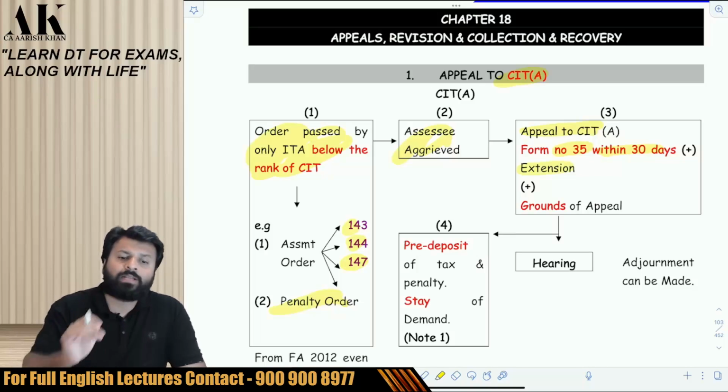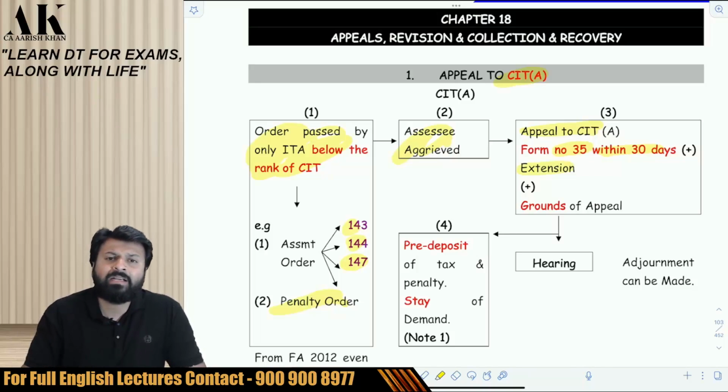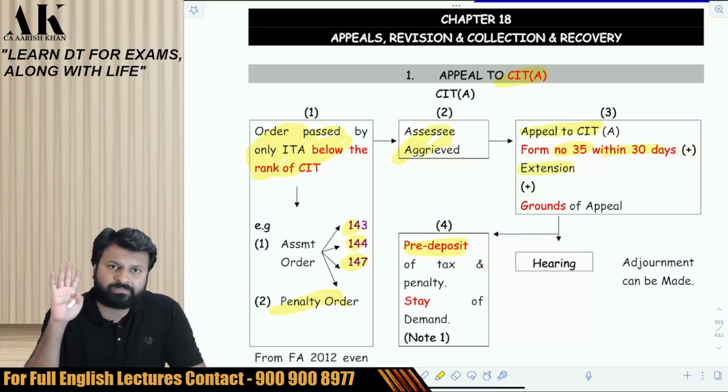Then you also have to attach grounds of appeal. Apart from that, before filing an appeal, you also have to pre-deposit your tax. Now, how much tax has to be pre-deposited? The CBDT says that even if you deposit 20% of the tax as the pre-deposit tax, it is sufficient. You can deposit 20% tax and that will be sufficient compliance.